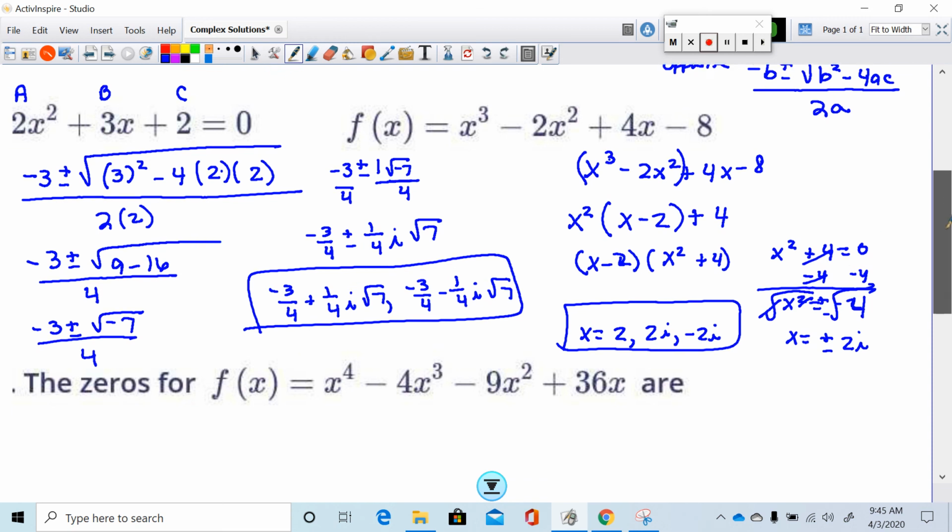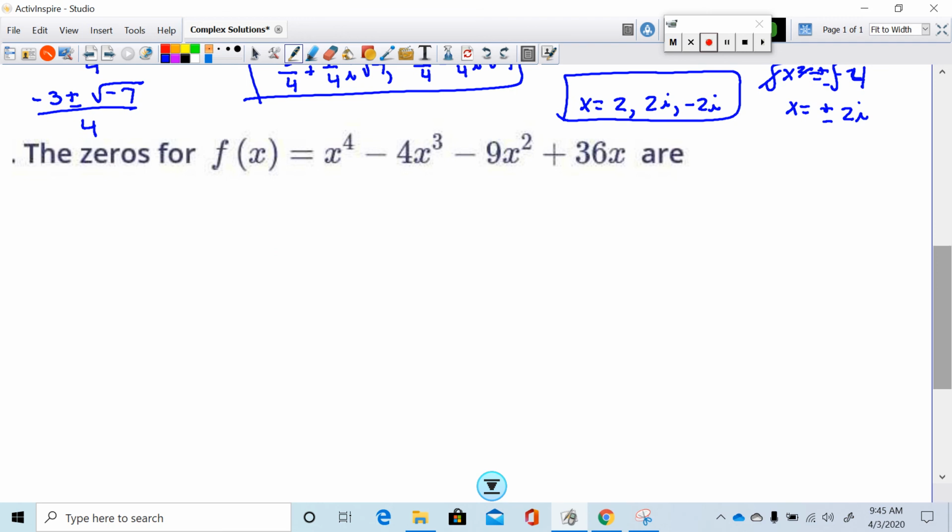Okay, the next one, remember zeros is another name for solution, so we're just going to do the exact same thing with this, kind of. You'll see what I mean by kind of in a minute. X to the 4th minus 4x cubed minus 9x squared plus 36x.